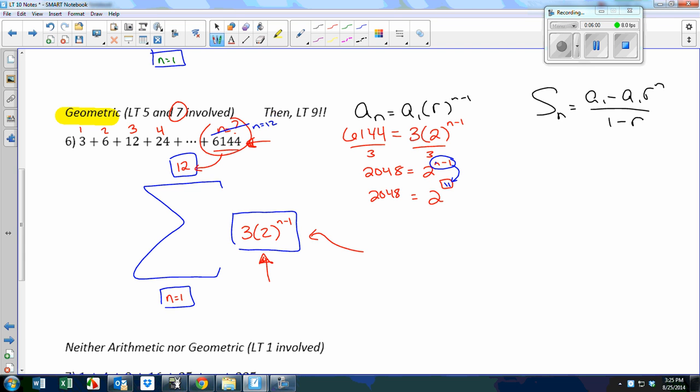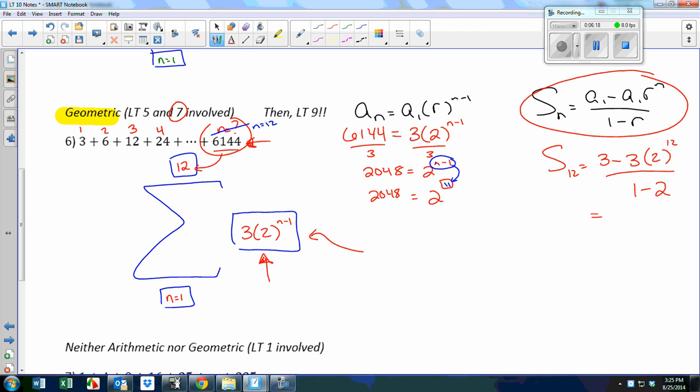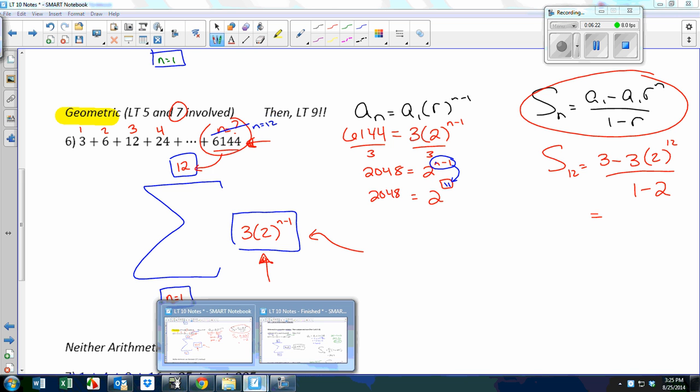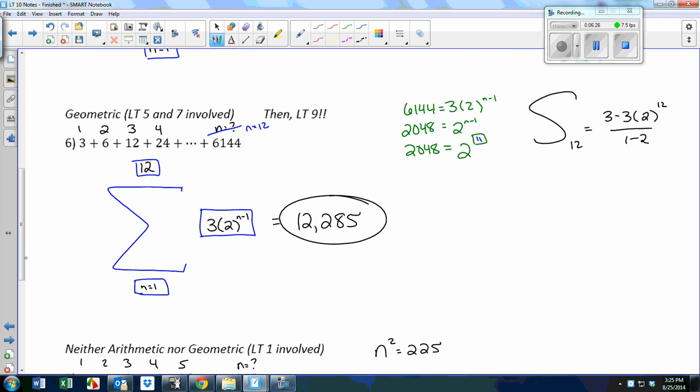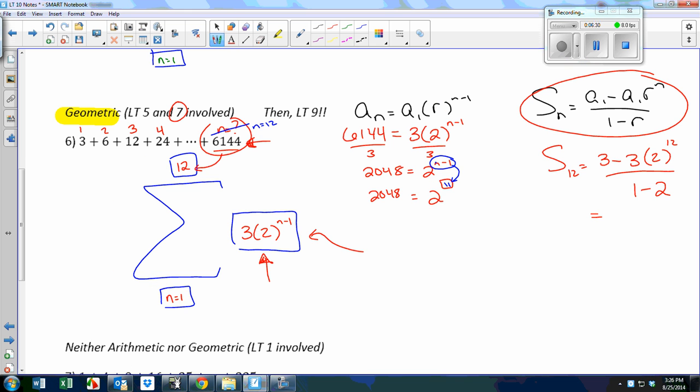find the sum of that series. I'm going to pull the old sum formula out. Sum of these 12 terms is first term 3 minus first term 3 times r to the nth power, 12, over 1 minus r, and that's Learning Target 9 if you need to go back to that video. But we have the answers over here, so that becomes 12,285.